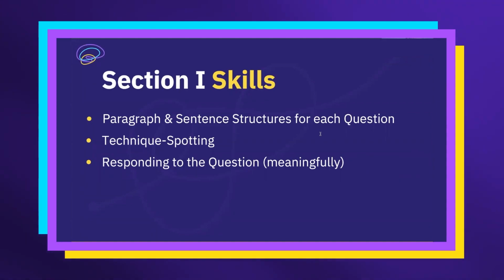1 is you need to know the structures for each type of question. 2, you need to know how to spot techniques really quickly, because the faster you can spot techniques, the faster you can create your analysis and answer that question. And 3, you need to know how to make a meaningful link between your evidence and the key terms of the question. So how do I avoid just repeating the question in my sentences?